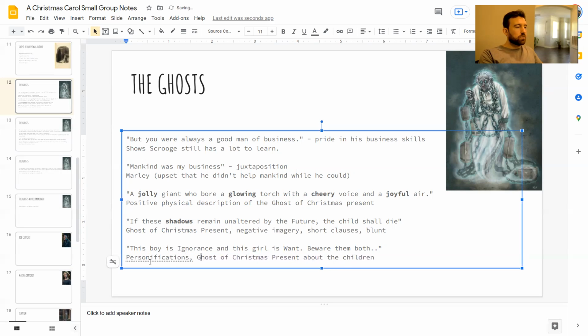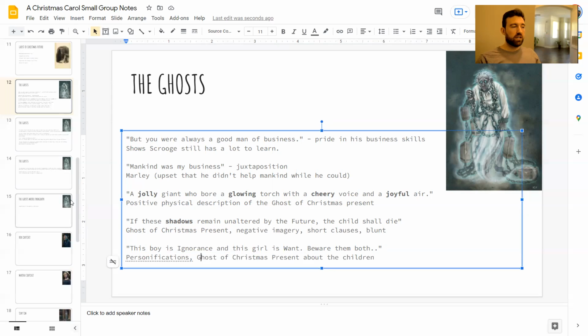And the Ghost of Christmas Present is trying to warn Scrooge, saying, look, at the moment, your focus in life is ignorance. You're being ignorant to what you should be doing. You're a human being. You should be helping other human beings. You're not doing that at the moment. You're just helping yourself at the expense of others. And you're also greedy. You're constantly looking for more for yourself. So look, don't be these children.